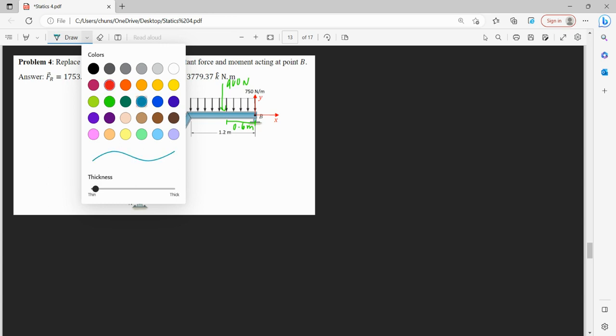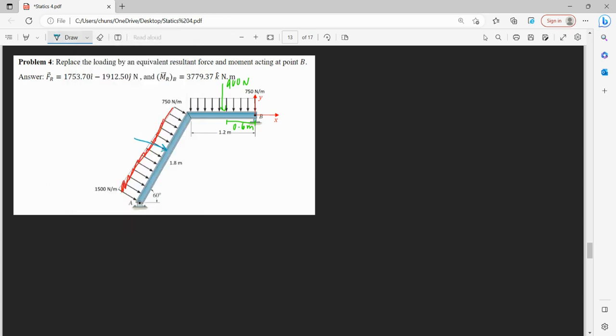So for the rectangular portion, I'm going to use blue. So that's going to be acting in the center, and we need this new height now, that's going to be 750. So that is 750 times our length, so this is 750 times 1.8, and this is 1350 newtons at a distance of 1.8 divided by 2, 0.9.